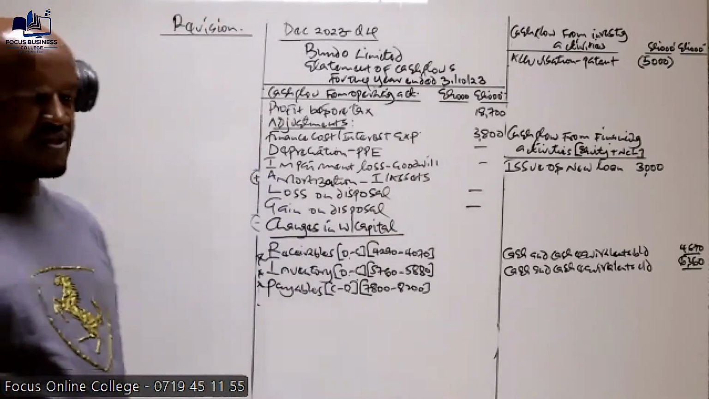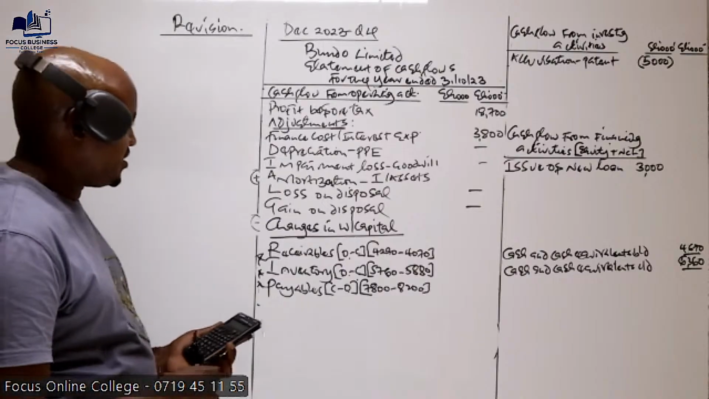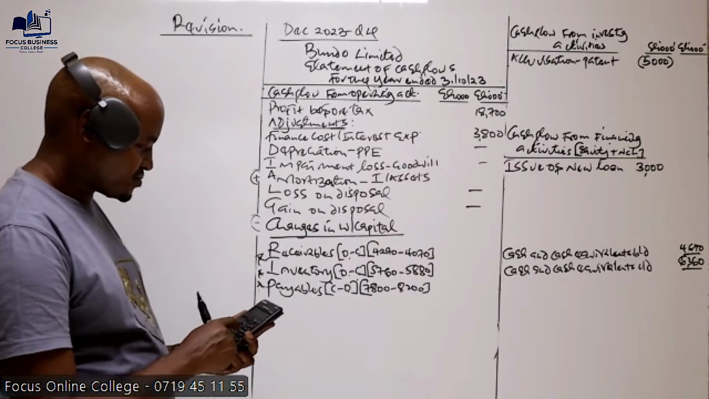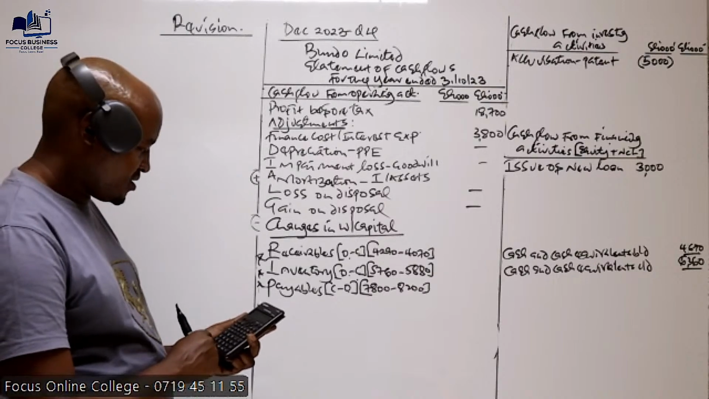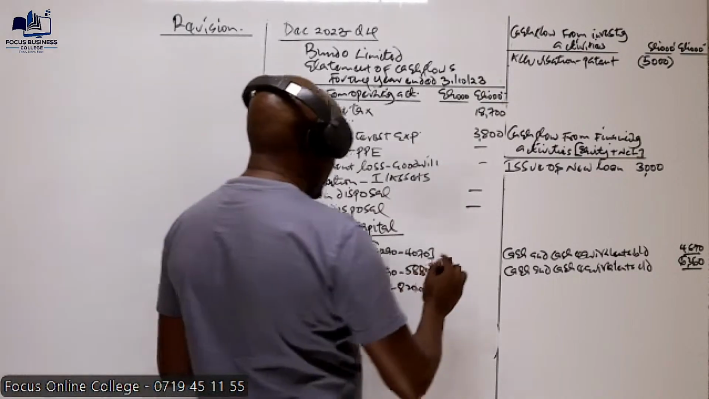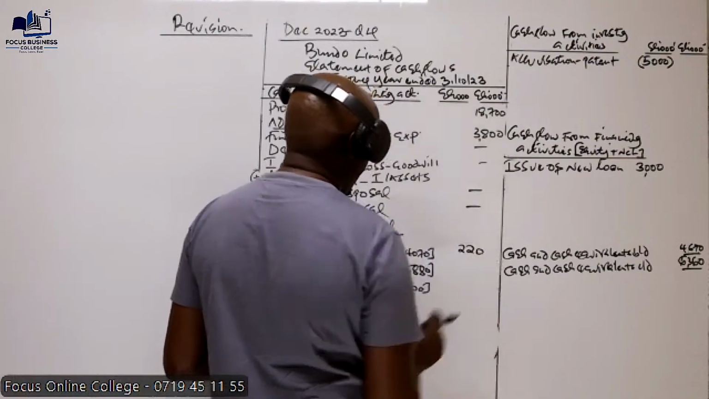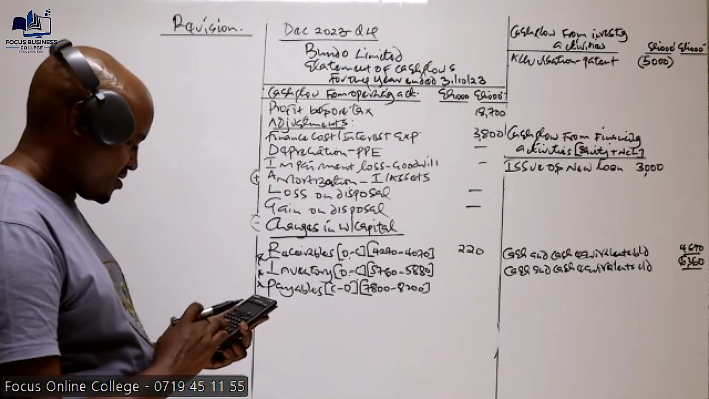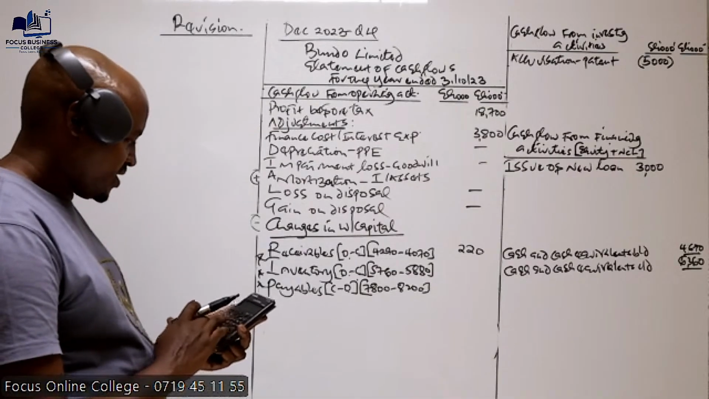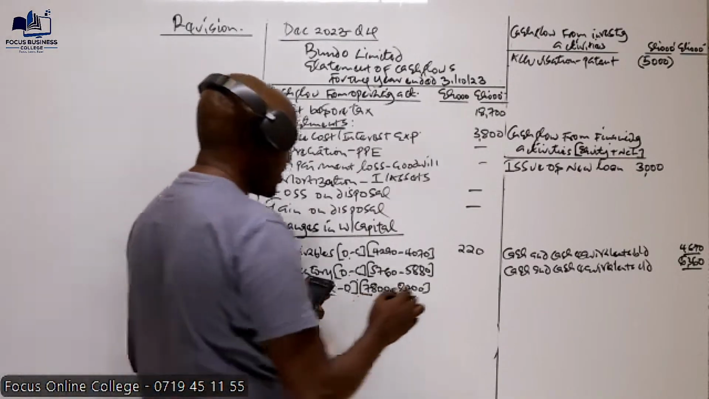So let's work this out. We start with the receivables. We have 4290 minus 4070. So this one will give us 220, which is a positive. Then we have 5760 minus 5880, which is negative 120.